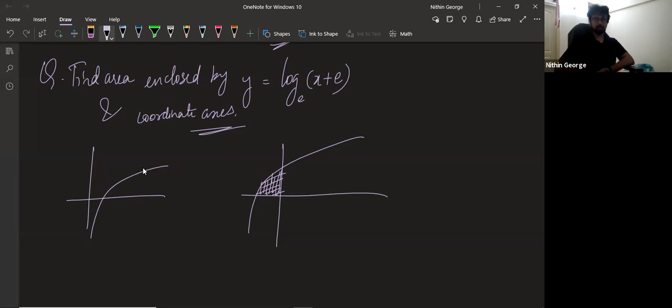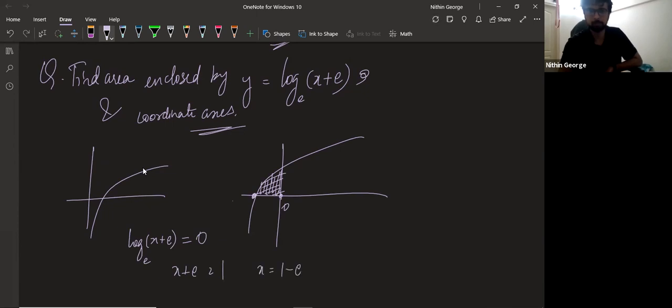I hope you're getting the figure. Once you get the figure, the battle is done. Next question is, we want to find this point, right? We know it will go on till 0, but what is this point? So the question you are asking is, when is log of x plus e equal to 0? When x plus e is equal to e power 0, which is 1, or x is equal to 1 minus e. So this is the point, 1 minus e.